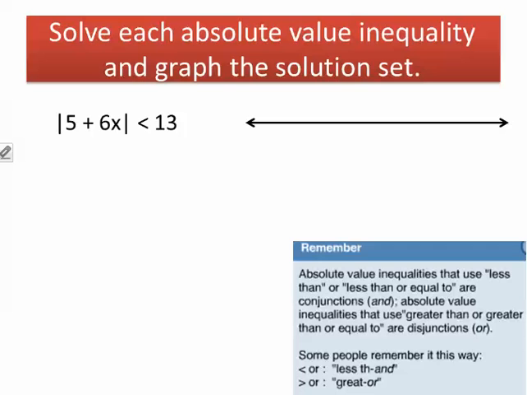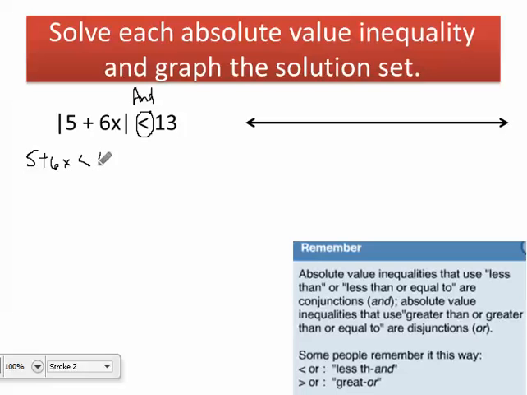So here we've got one that says the absolute value of 5 plus 6x is less than 13. Well, I see this. It tells me that what I'm going to have is 5 plus 6x less than 13 and 5 plus 6x is less than -13. Okay? So let's see here if we can't work this out.